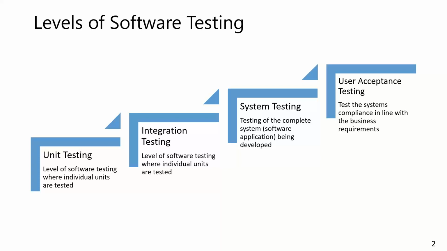The objective of any testing is to ensure the product is of sound quality and it meets the requirement. In software, we have different levels of testing. At the lowest level, we have unit testing, then we have integration testing, system testing, and user acceptance testing.